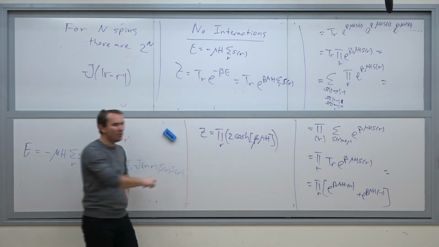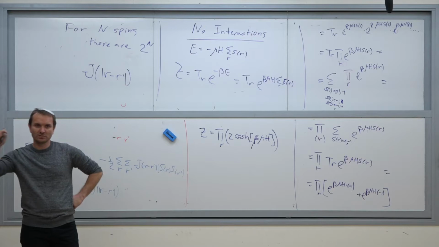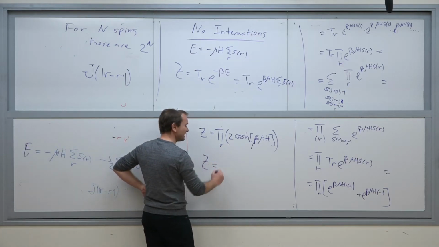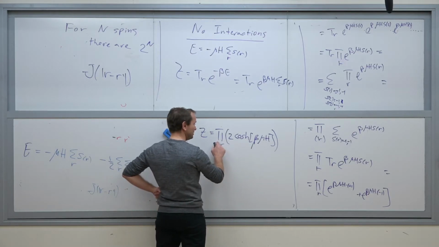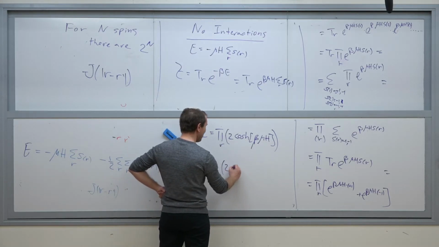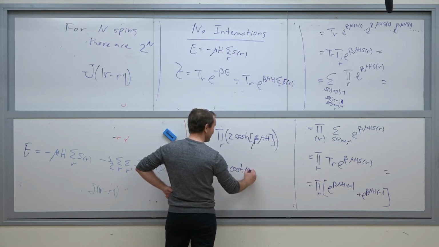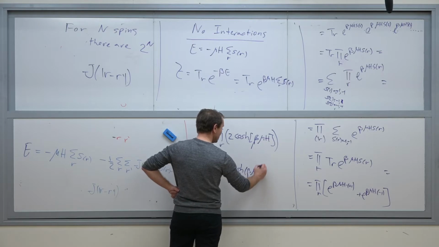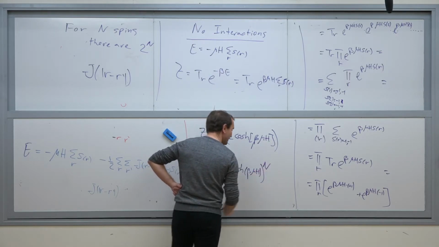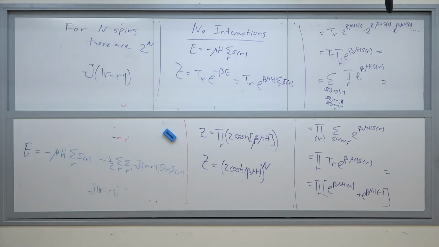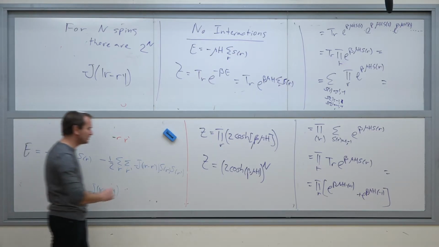Now, how many spins do I have in the system? This is in order to know how many to multiply. I have exactly N spins. So this multiplication is simply 2 cosh of beta mu h, to the power N. Okay. So we managed to solve something.